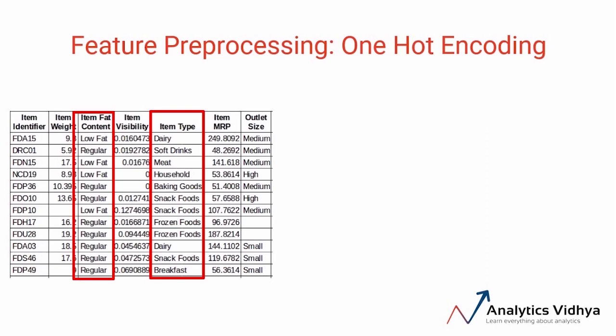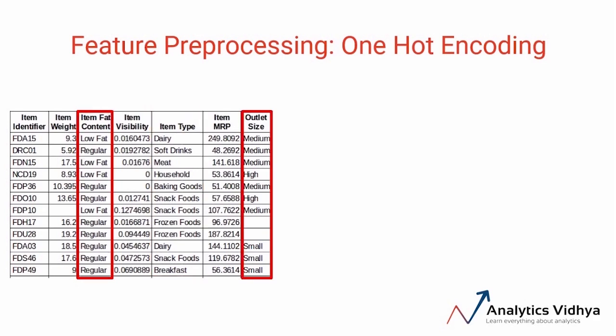The item type does not have an order. As you can see, it just has names of items like dairy, soft drinks, meat, and we can't really say that there's an order to them. But the categories in outlet size and the fat content do have an order. For outlet size, small, medium, and high have an order in them, right? And by using one-hot encoding, we are actually losing this information. Such variables which have an order between them are called ordinal variables.